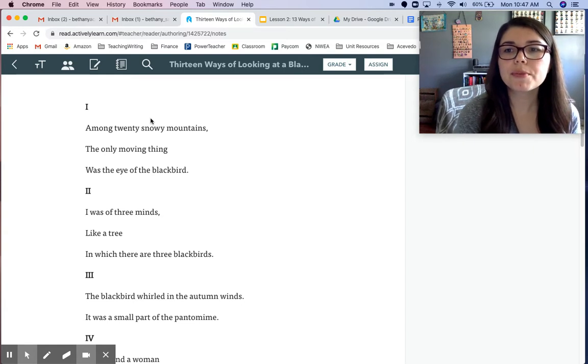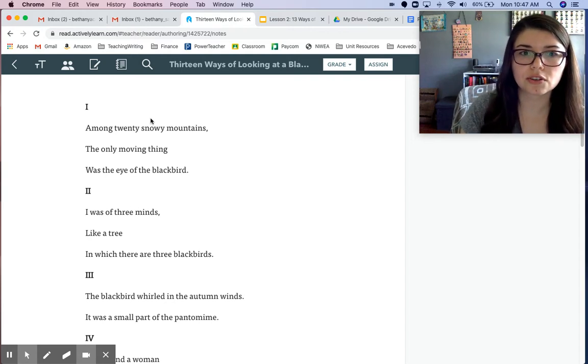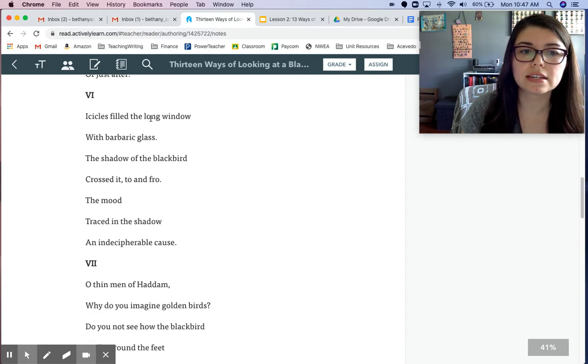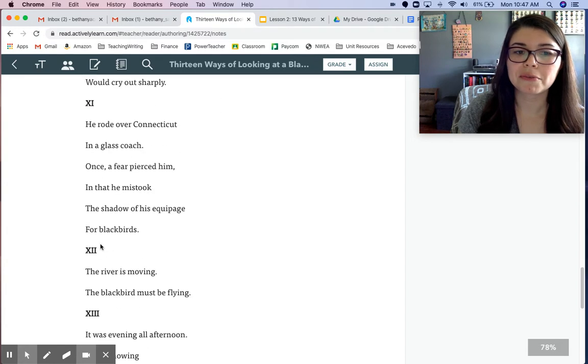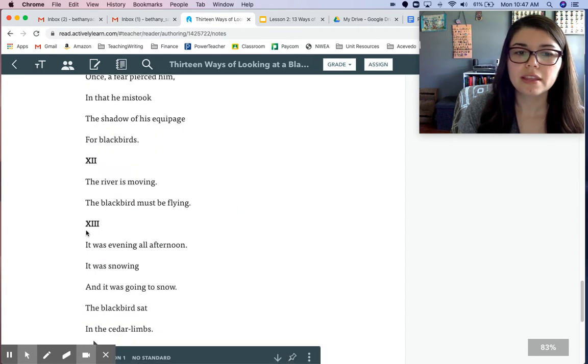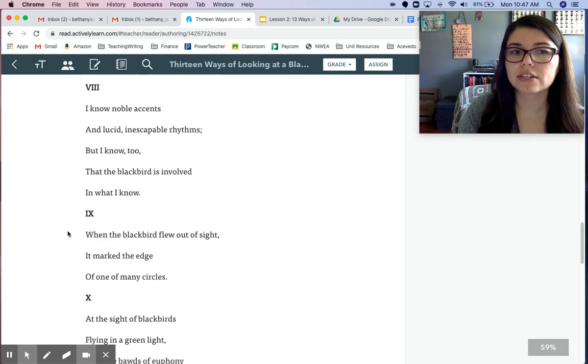We know from the title that we're going to be looking at a blackbird. That's going to be the subject of this poem. And we're going to look at it 13 different ways. If you scroll ahead, you can see, although these are Roman numerals, and hopefully you know a little bit about Roman numerals, that there are 13 stanzas. The X is the 10 and then the three I's. So we've got 13 stanzas.